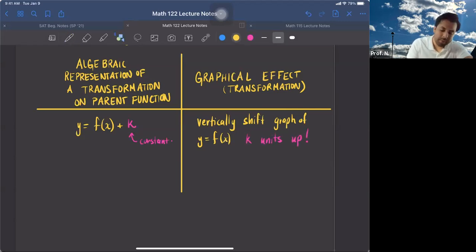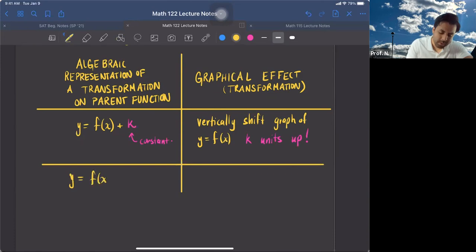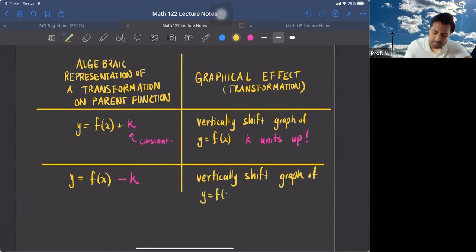Now, what happens when I do the opposite? Y equals f of x minus k. So if I have a minus number, then I vertically shift the graph of y equals f of x, k units down.